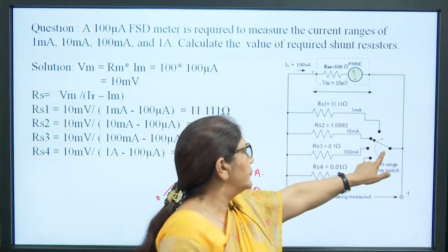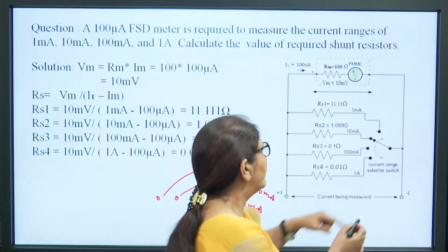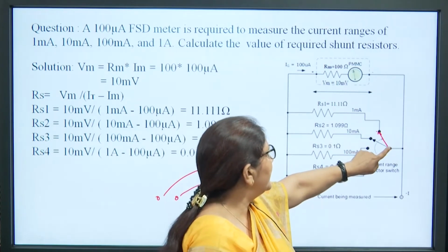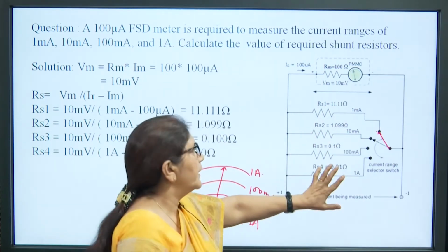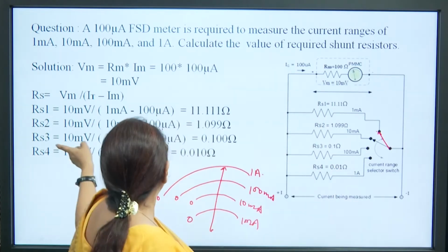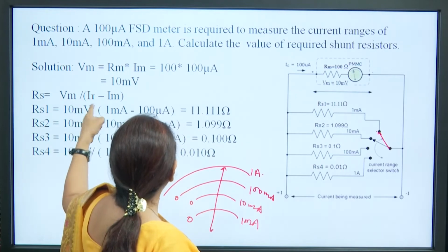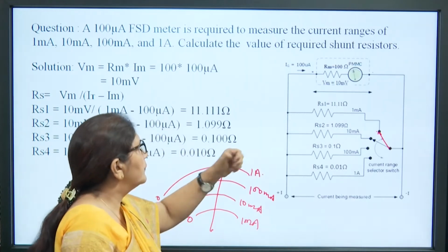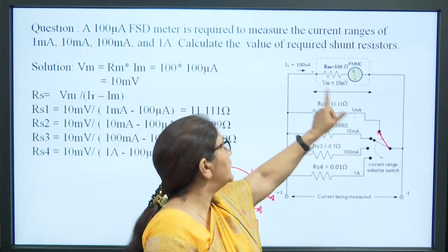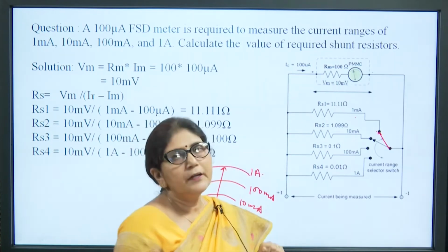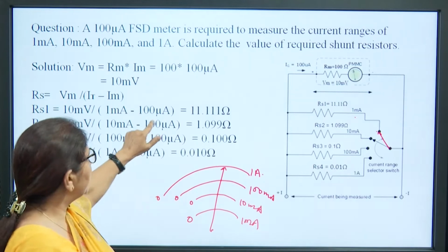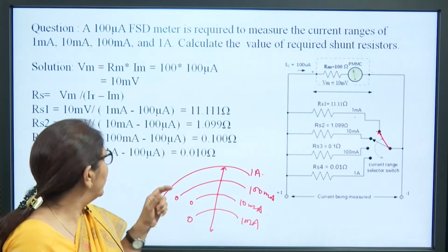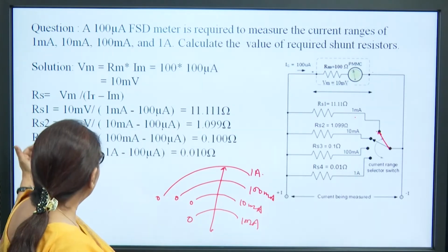So, suppose this switch is at this position, meaning we want to measure current between 0 to 1 milliampere. We will place the switch at this position, and now we have to find the value of this resistance. The value will be Rs equal to Vm divided by the current flowing through this shunt. Here the total current is 1 milliampere and the meter current is 100 microampere, so that is 1 milliampere minus 100 microampere. It gives the value of 11.11 ohm. Similarly, we can calculate the second, third and fourth values.